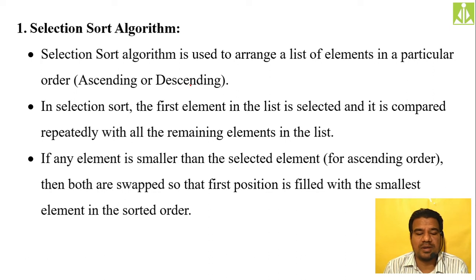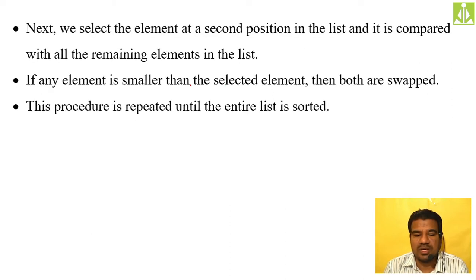The third statement: if any element is smaller than the selected element, for ascending order, then both are swapped so that the position is filled with the smallest element in the sorted list. Next we select the element at the second position in the list and it is compared with all remaining elements in the list. Likewise we do the comparison in different iterations.